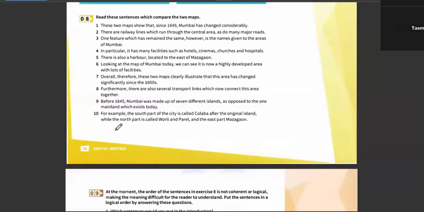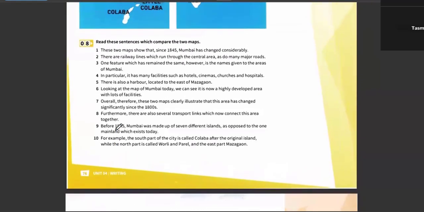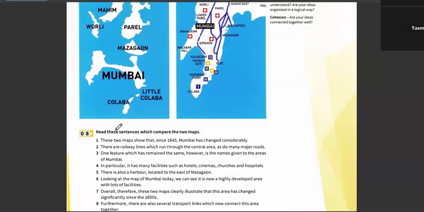7. Very good. Seven. So, as we all know, in the end, we have to give an overall view, not review, of the whole thing that we just described. So it will be number seven, where we say overall, therefore, these two maps clearly illustrate that this area has changed significantly since the 1800s. Very good. Well done. So that is how we should order the sentences or the descriptions that we're writing.